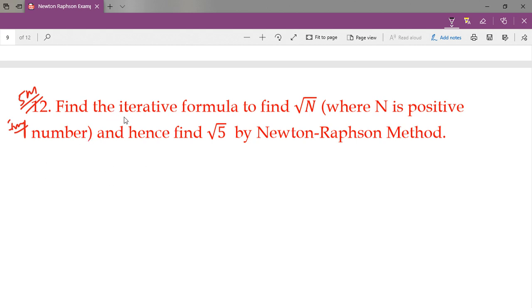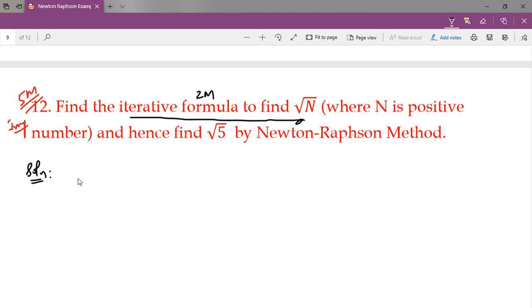First, we have to make an iterative formula to find root n. Only half of this question is asked for 2 marks, that is, find the iterative formula to find root n where n is a positive number. If combined, find the value of root 5 by Newton-Raphson method, then it is for 5 marks. Now we go for the solution.